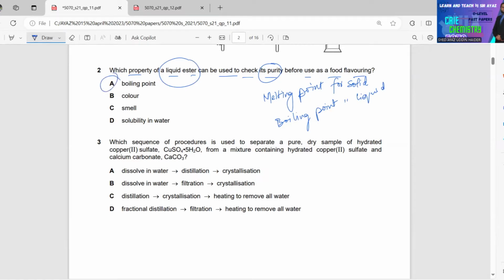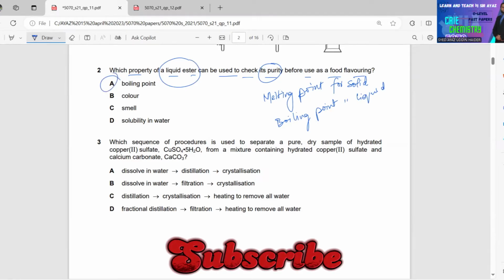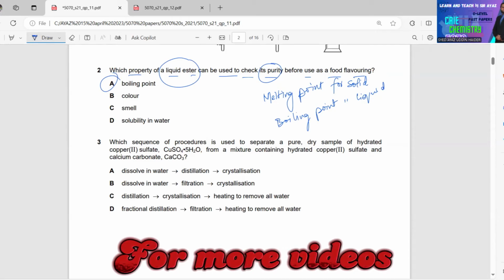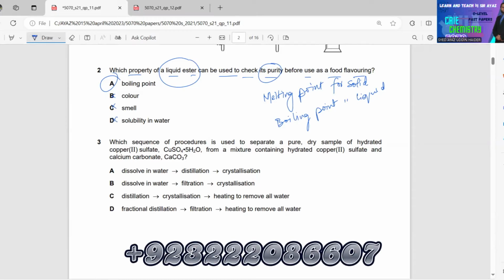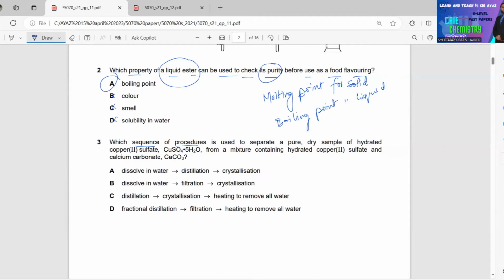So A must be the right answer in this case. Other choices are incorrect. Color, smell, and solubility in water. These can't confirm the purity of the given substance. Number 3. Which sequence of procedures is used to separate a pure dry sample of hydrated copper 2 sulfate, CuSO4.5H2O, from a mixture containing hydrated copper 2 sulfate and calcium carbonate, CaCO3?